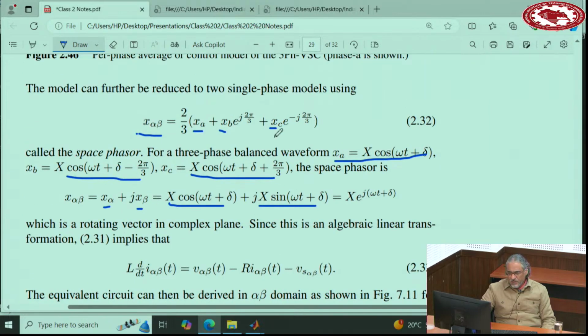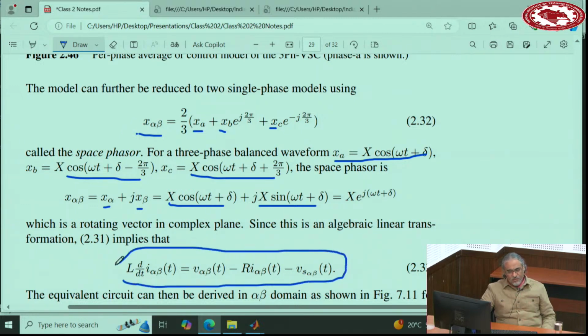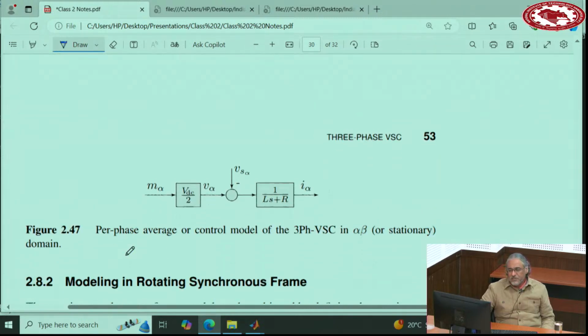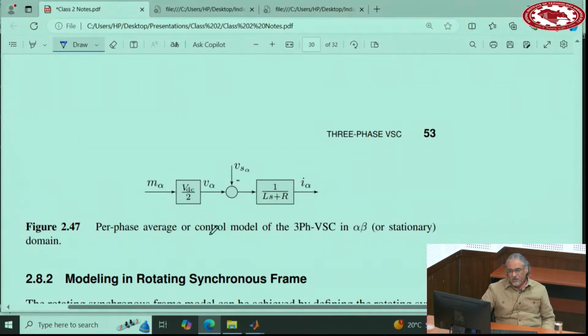Now, this equation is a linear transformation to alpha beta, so you can apply this transformation to those three equations. And then you convert those three to 2. So these two will be the equations, and then you can show it in one equation. But remember, this has two equations in it, alpha and beta. So this single equation, which has two components, represents the model of the converter in alpha and beta, which is this one. One in alpha, one in beta. So rather than three circuits, we have two circuits. So this is much easier to work with compared to the other one.